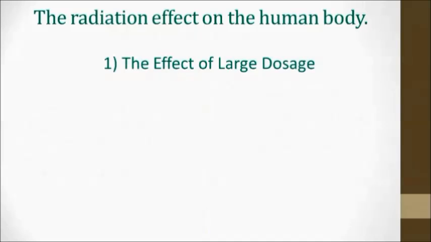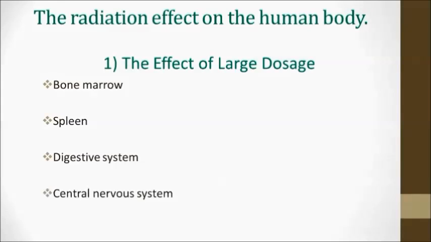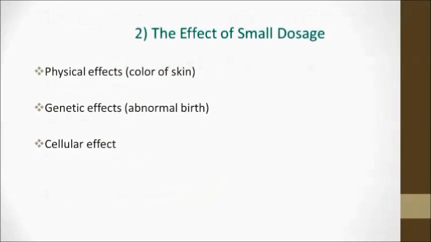The radiation effect on the human body. In case of large doses, it will affect the bone marrow, spleen, digestive system, and central nervous system. But in case of small doses, it may cause physical defects. How come? Physical defects are changes that appear on a living organism as a result of exposure to radiation, like skin cancer.